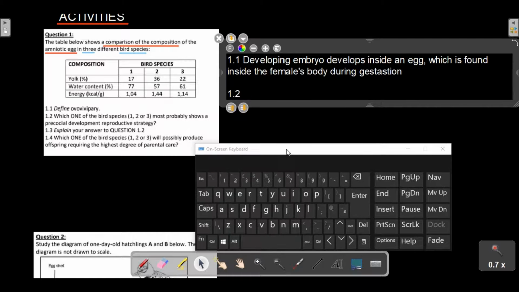And then 1.2 says, which one of the bird species, 1, 2, or 3, most probably shows a precocial development reproductive strategy?